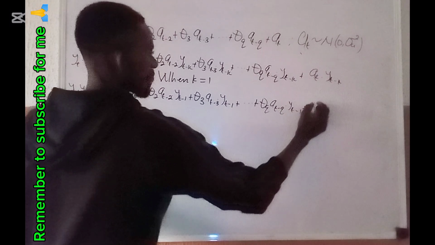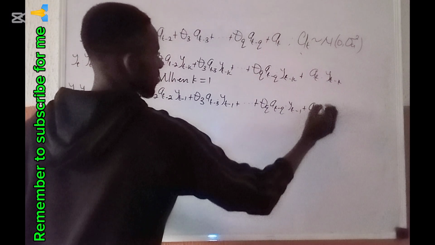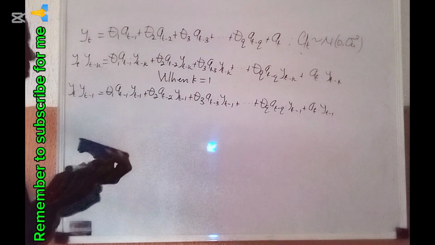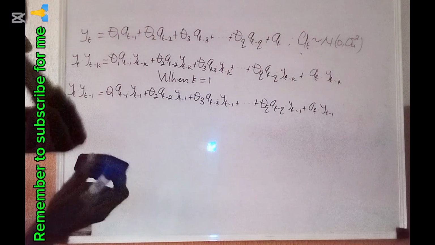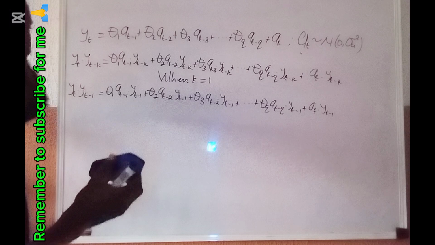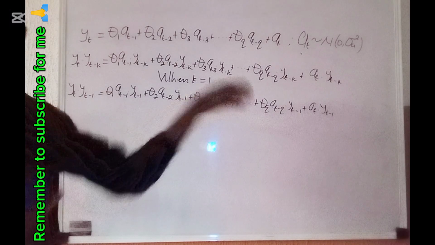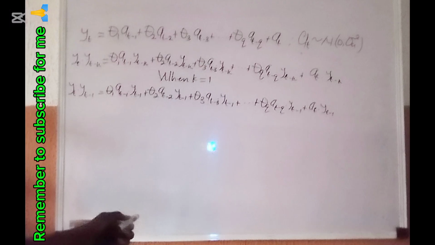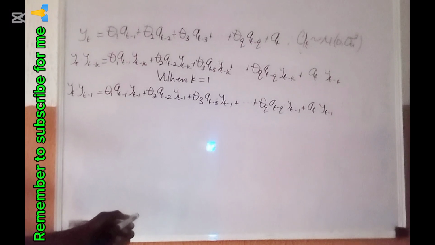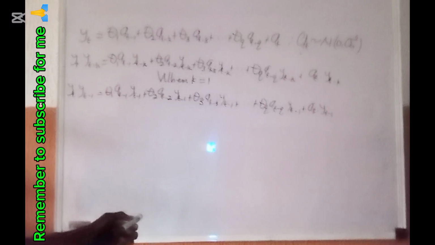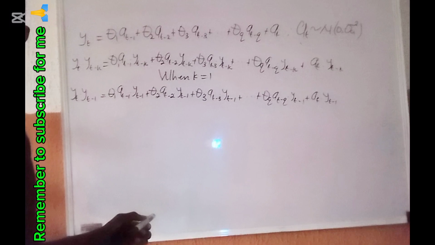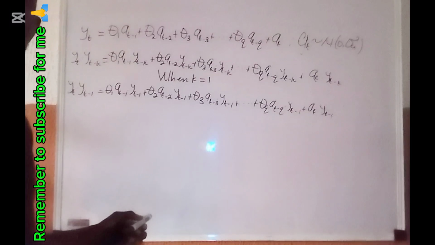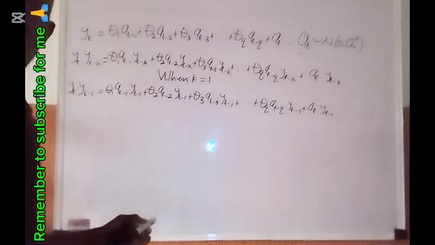Then plus I have a of t multiplying by y of t minus 1. Okay, so what I am now going to do is take the expected value of both sides of the equation. Permit me to remove what came on my screen.